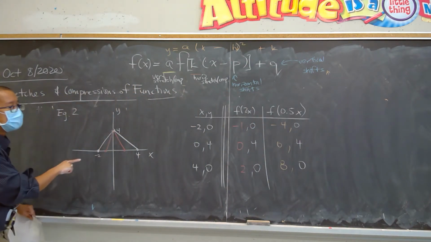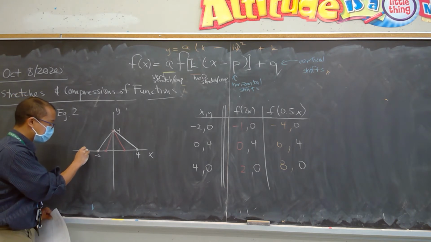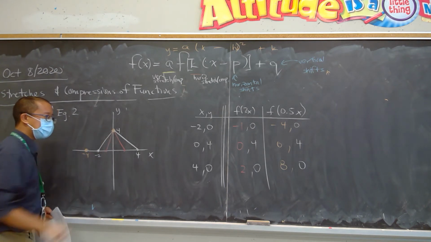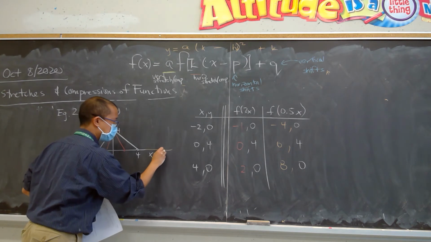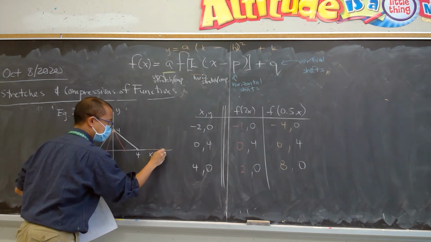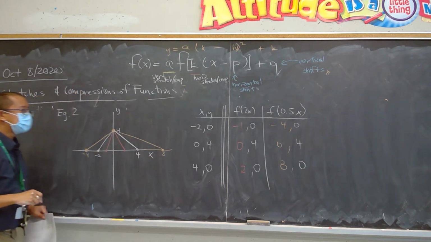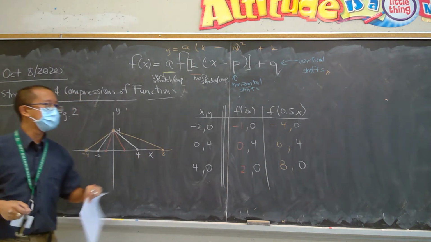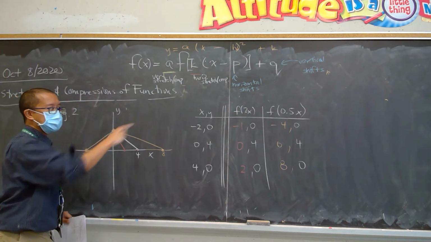So one more time, this negative 2, 0 becomes negative 4, so it gets stretched at this point. This one stays the same, and this 4 gets stretched too. Extend that. 8. And from the white one to the orange one, it got stretched horizontally, even though the k value is 0.5.